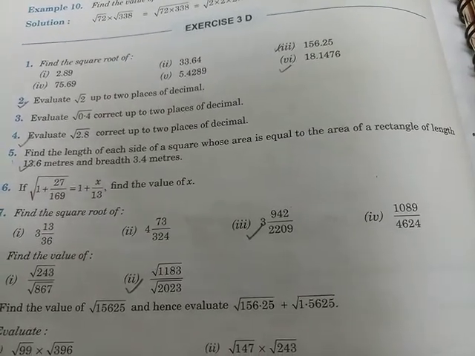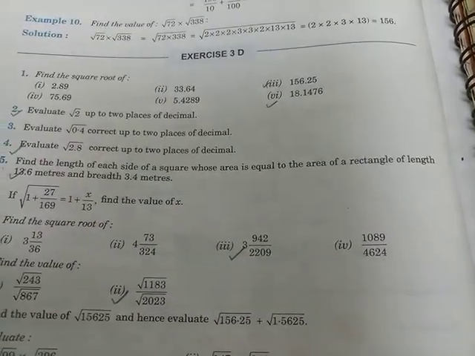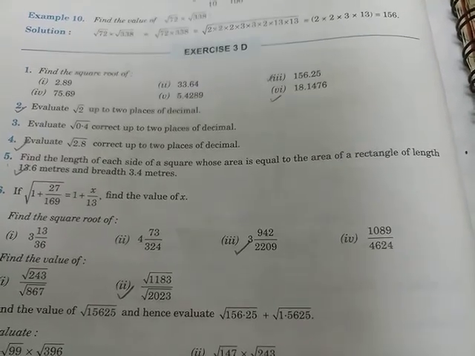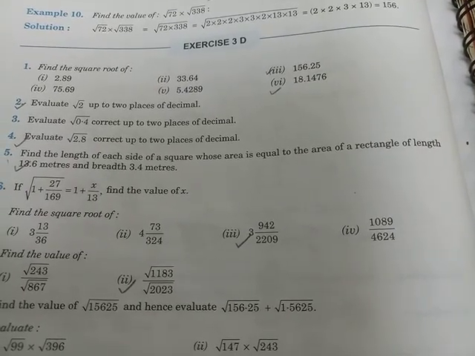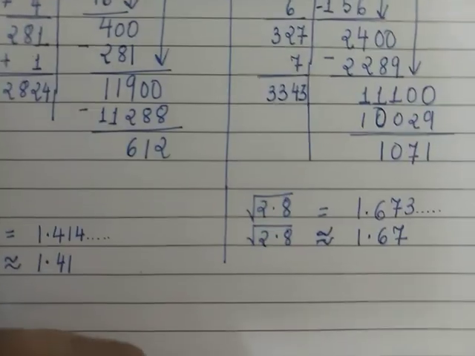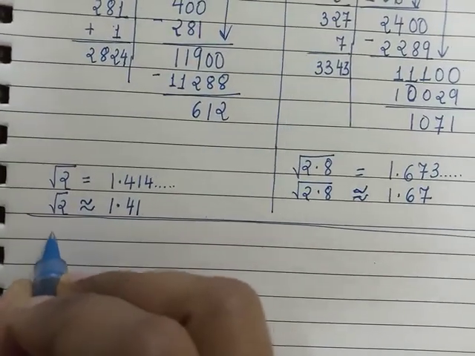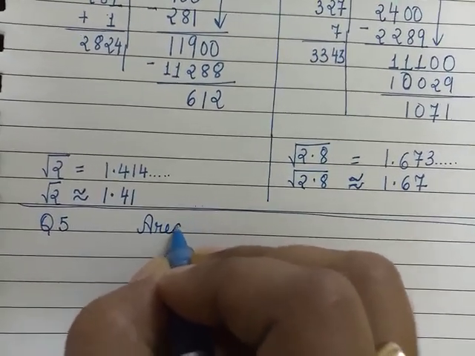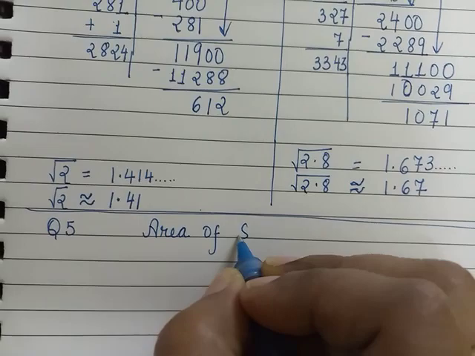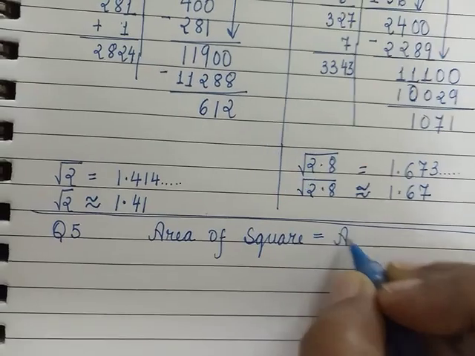They are saying, find the length of each side of a square whose area is equal to the area of a rectangle of length 13.6 meters and breadth 3.4 meters. So how do we do it? Let's check out here. Question number 5. They are saying the area of the square is equal to the area of the rectangle. This is the condition given to us.